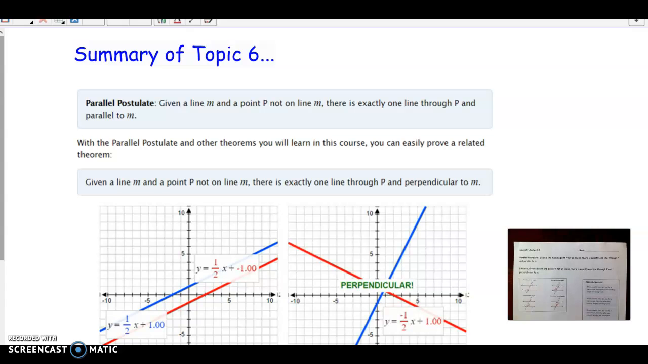We also learned a related theorem that has to do with perpendicular lines. Likewise, if you're given a line, then there's infinitely many lines that would be perpendicular to it. But if you have to go through a specific point and be perpendicular to the given line, then there's only one line that will do that.